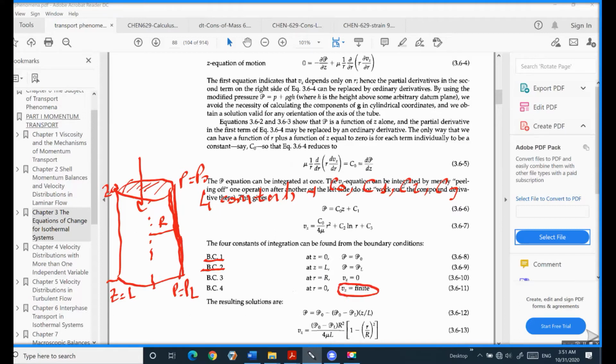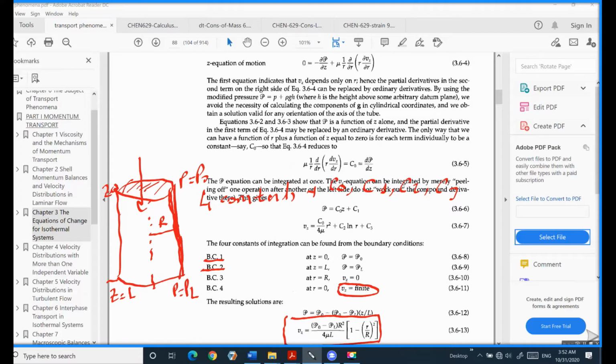So when we apply these two boundary conditions here, we know what C0 is. Then the solution of this equation is going to give that result actually. So these two results show the change of pressure with respect to z, starting from the entrance to the exit, how the pressure changes. This vz gives the velocity of the fluid when r changes.